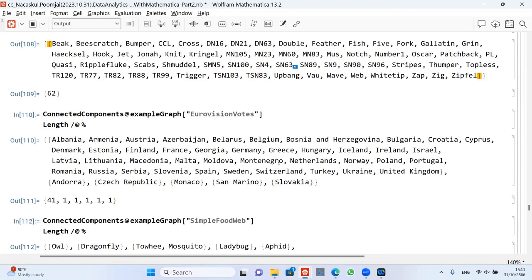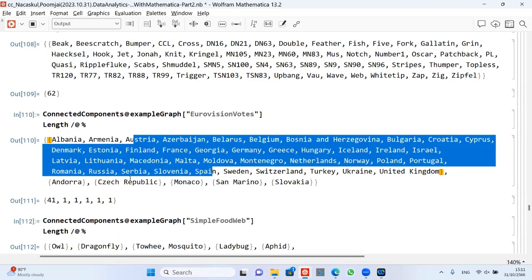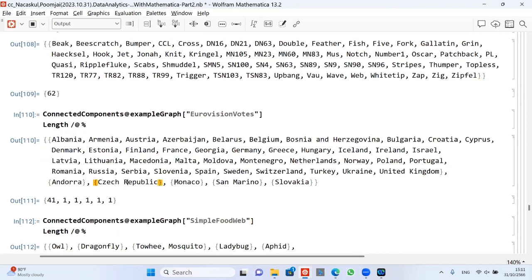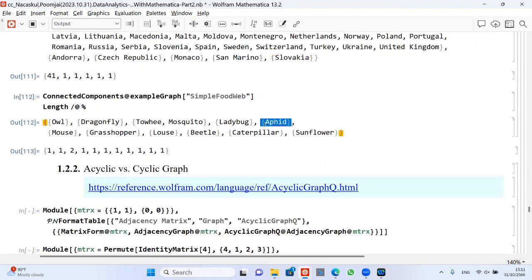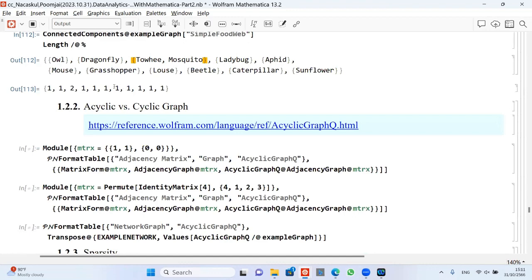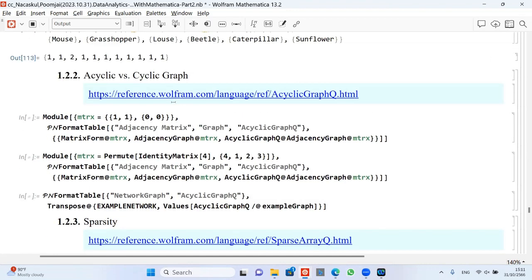So what this means is that all these countries vote for each other. Maybe Andorra and Czech Republic and Monaco and San Marino and Slovakia, maybe they only vote for themselves. I don't know why it's disconnected. Here, all the plants and animals are single, but there's only two. There's this guy that's connected. Why do you think that is? It's connected because they eat each other.